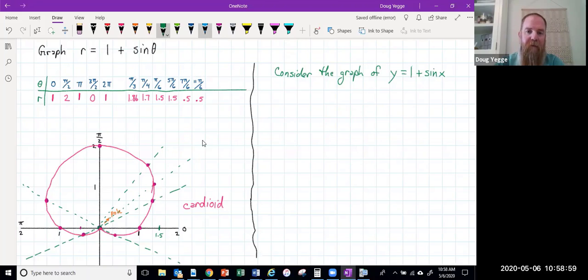That's basically the same thing that I have over there, r equals 1 plus sine theta, except that this is now describing my r, and x is describing my theta. So let's go ahead and just graph that from 0 to 2 pi, okay?